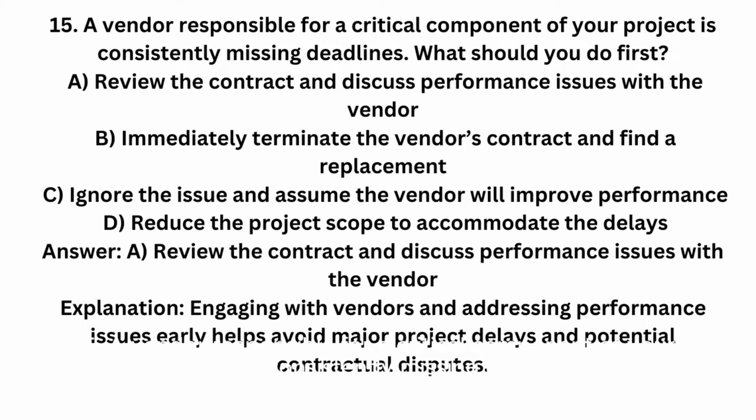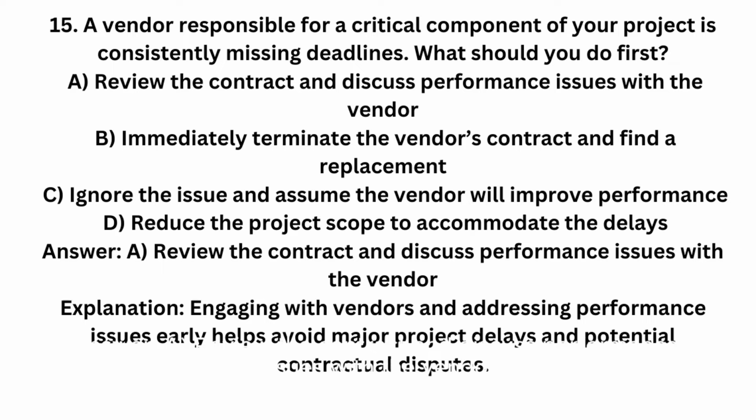15. A vendor responsible for a critical component of your project is consistently missing deadlines. What should you do first? A. Review the contract and discuss performance issues with the vendor. B. Immediately terminate the vendor's contract and find a replacement. C. Ignore the issue and assume the vendor will improve performance. D. Reduce the project scope to accommodate the delays.